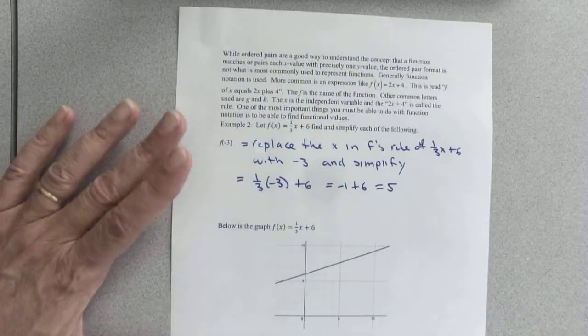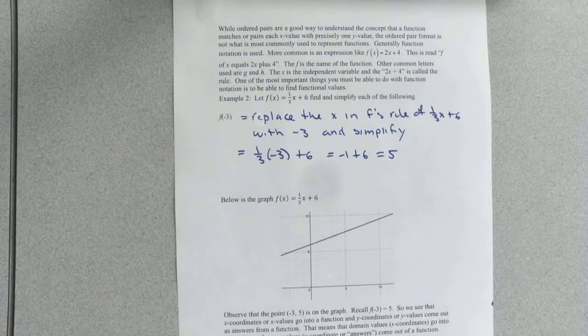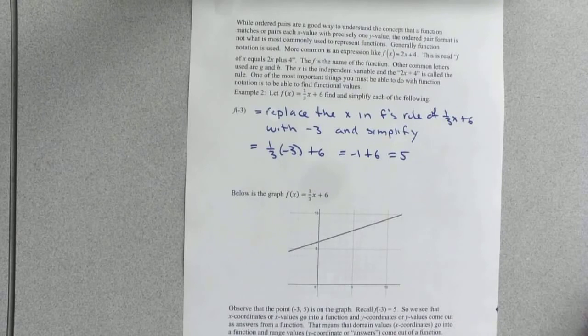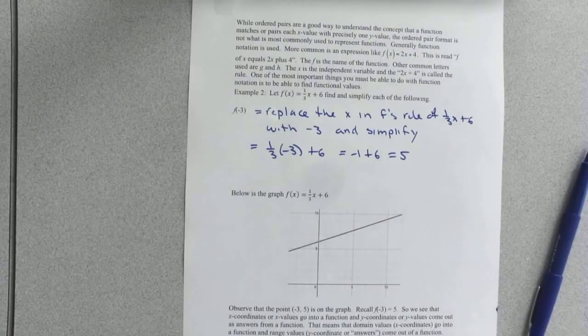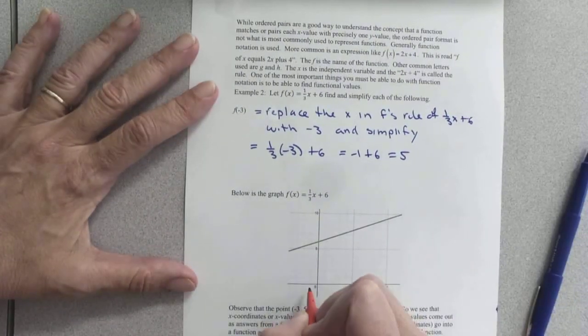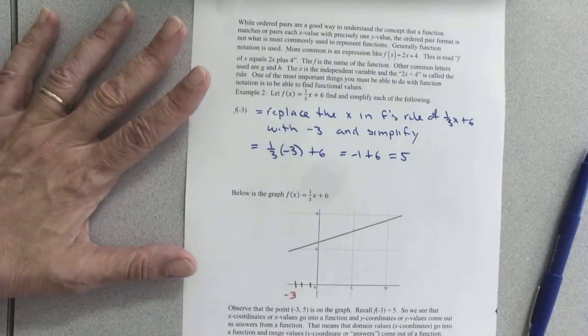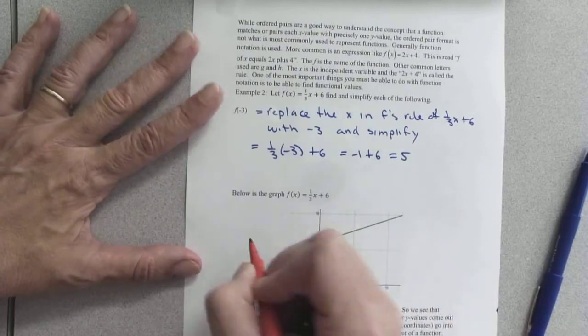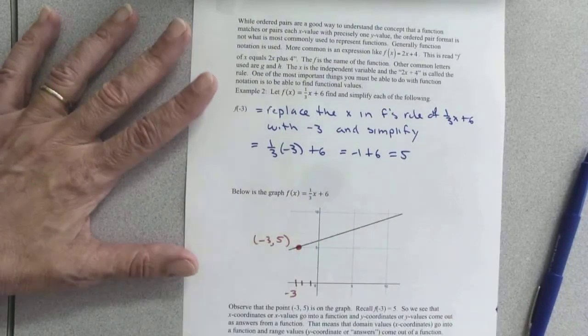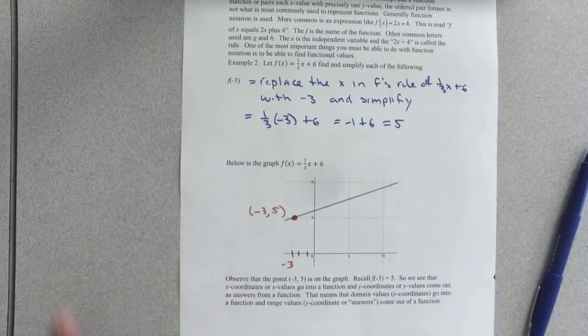Done deal. And then I just happen to graph this, and we'll be talking much more about graphing these things later, but there happens to be the graph. And what I want to note is if I go to 1, 2, 3, so there's -3, and I go see where that point is, I have the point (-3, 5) on the graph. And that's one of the first relationships that we're going to start building between functions and graphs.